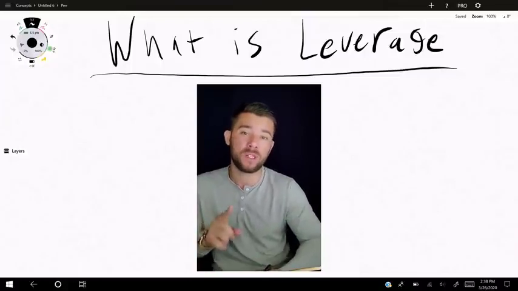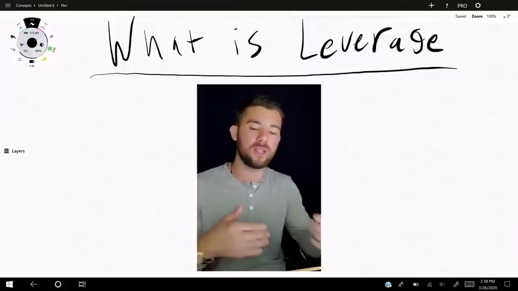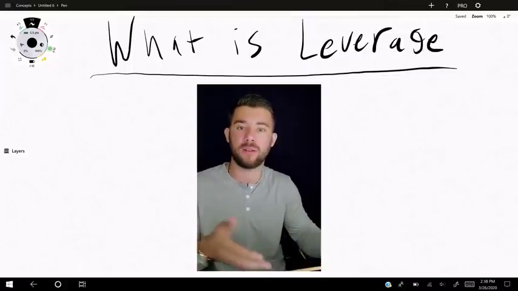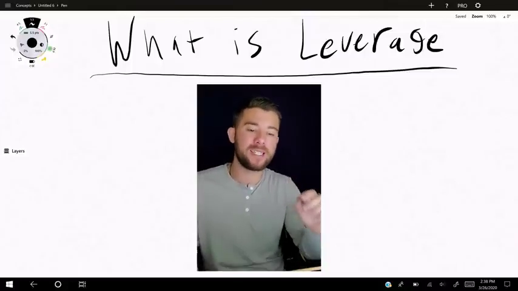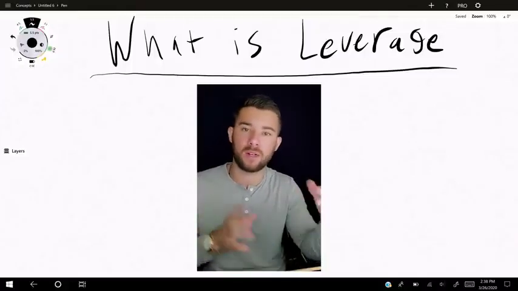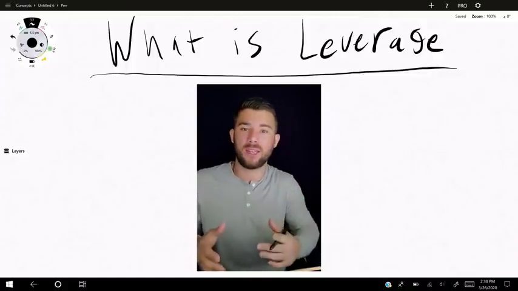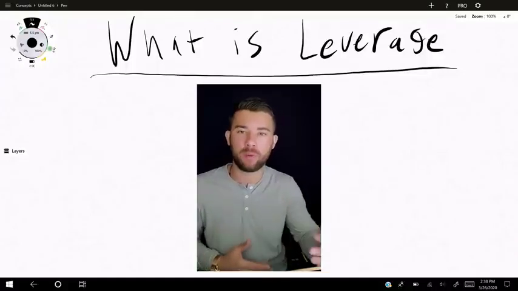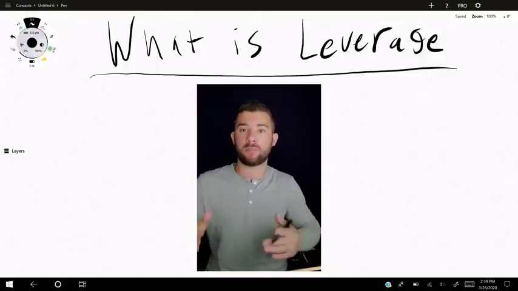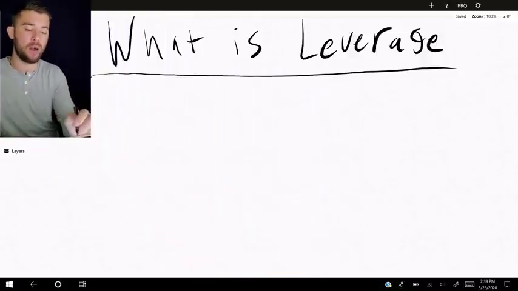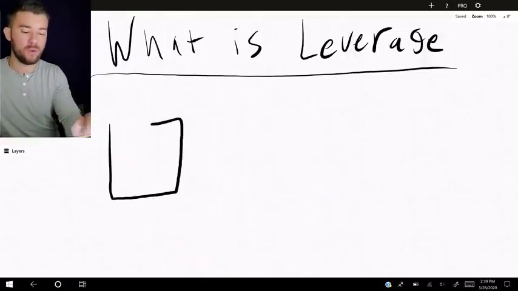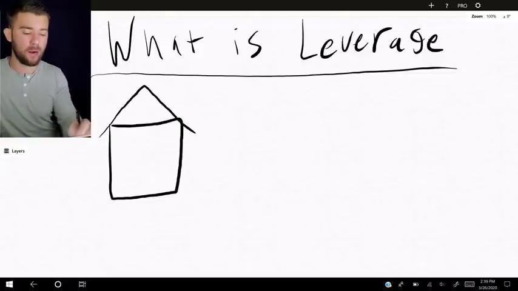And the way we're going to do that is by using an example of the housing market. Let's say, by the way, in the housing market, when you want to get a loan for a house, you actually need 20% down on that property in order to purchase that property. So let's say you find a property that you want to invest in, and this property is $100,000.